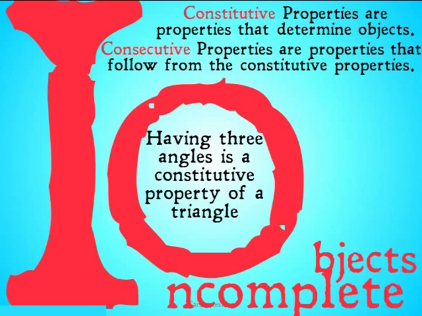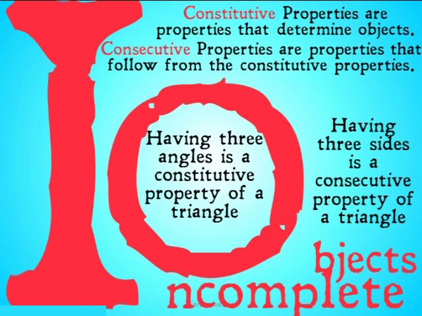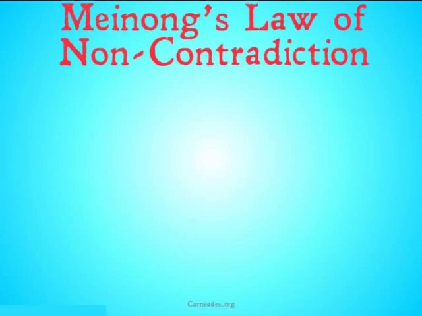We also have consecutive properties. Consecutive properties are properties that follow from constitutive properties. Having three sides is a consecutive property of a triangle, because a triangle is only defined as having three angles. Triangle, three angles. But if it has three angles, it must have three sides. That, therefore, is a consecutive property. We'll revisit those terms in a bit, but they're important to note along with these ideas of incomplete and complete objects. Now, back to our conceptions of the law of non-contradiction and the law of the excluded middle.